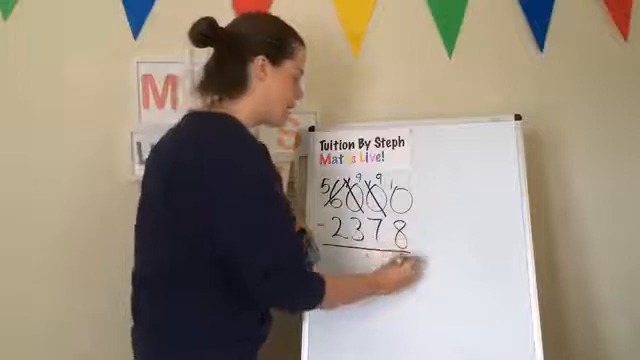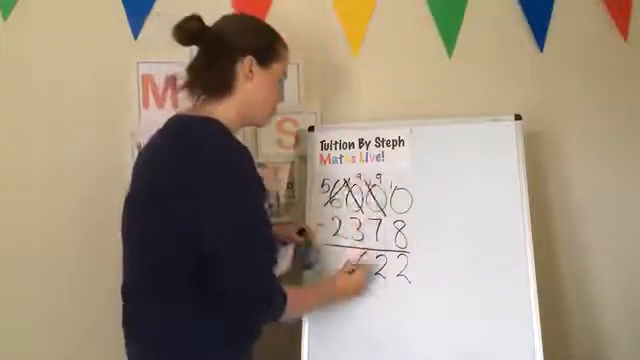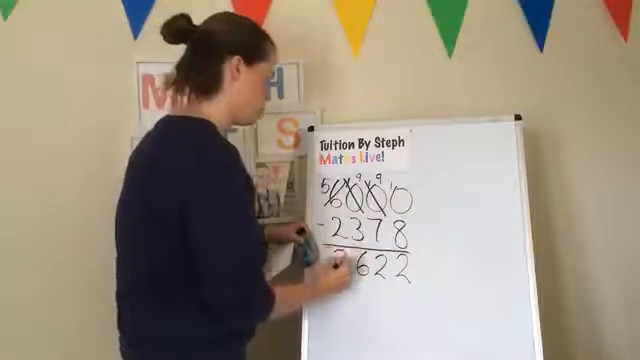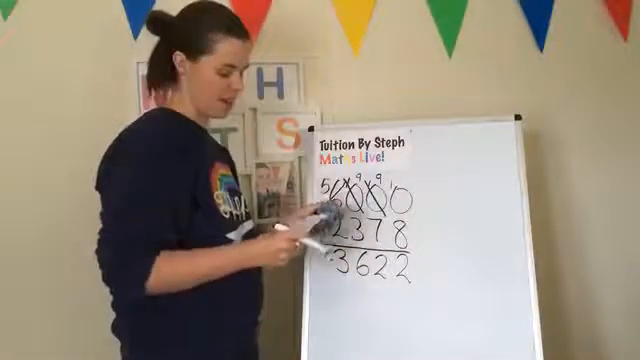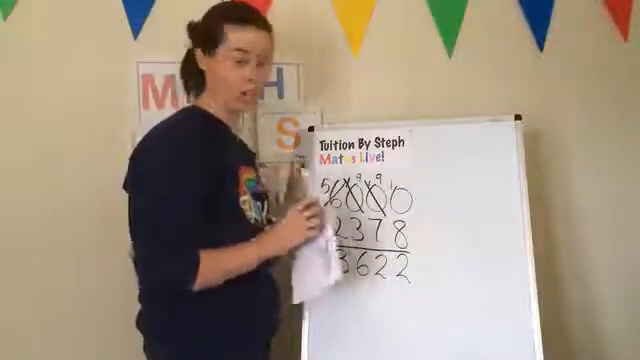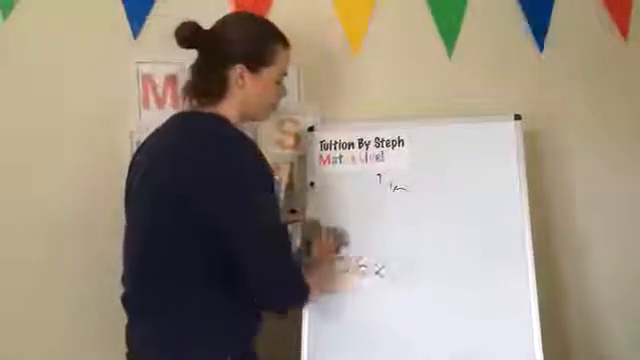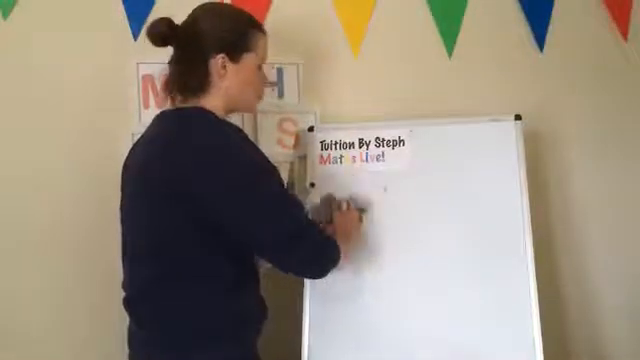So 10 take away 8 is 2, 9 take away 7 is 2, 9 take away 3 is 6, and 5 take away 2 is 3. So your answer is 3, 6, 2, 2. I'm just checking I actually got it right this time. So you have to go all the way back to the beginning. So a lot of regrouping there.